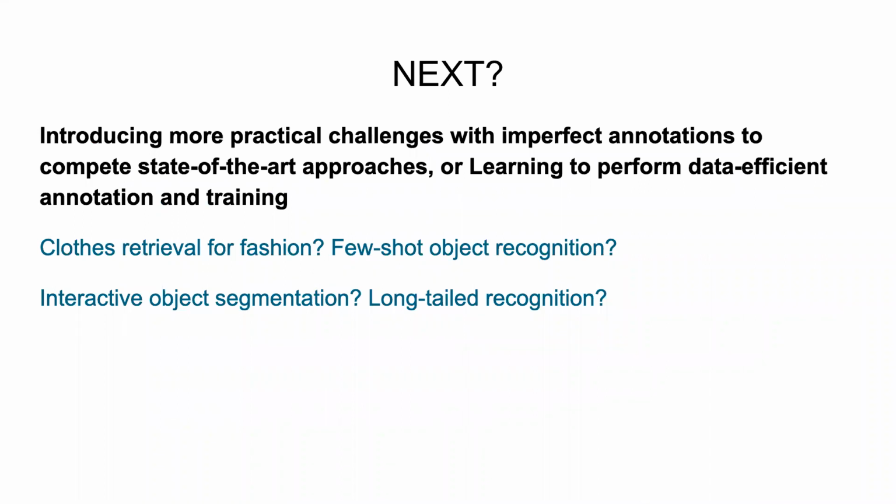So what's next for our workshop? We will introduce more practical challenges with imperfect data annotations to compete state-of-the-art approaches, or learning to perform data-efficient annotation and training. Several candidate topics may include clothing retrieval for fashion, few-shot object segmentation or object classification, as well as interactive object segmentation and long-tailed recognition.